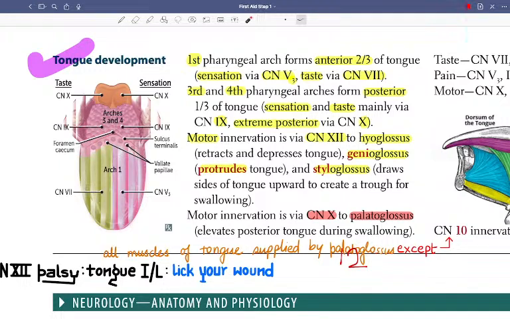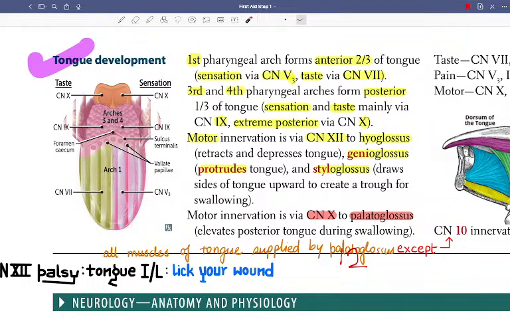So quickly we'll just do this. V3 sensation. Just remember the first arch is the anterior two-third of the tongue. The sensation is supplied by V3, that is the mandibular nerve. And the taste is supplied by what? The facial nerve. So that is important.